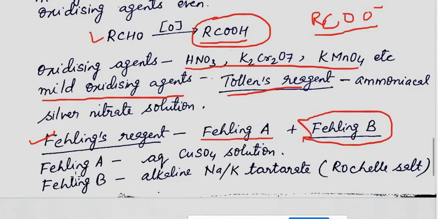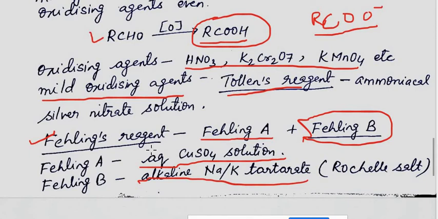Now what is Fehling A? Fehling A is aqueous copper sulfate solution. Aqueous means copper sulfate dissolved in water. So aqueous copper sulfate is Fehling's A, whereas Fehling B is alkaline sodium potassium tartrate. That means the sodium potassium salt of tartaric acid in alkaline medium forms Fehling's B. So these are the two reagents which are mixed to get Fehling's reagent.